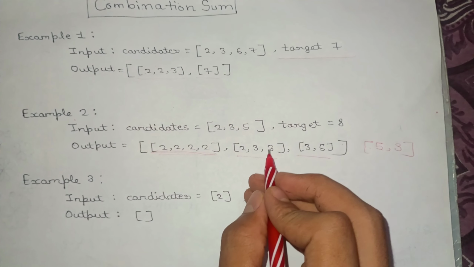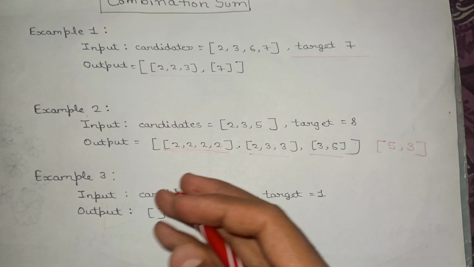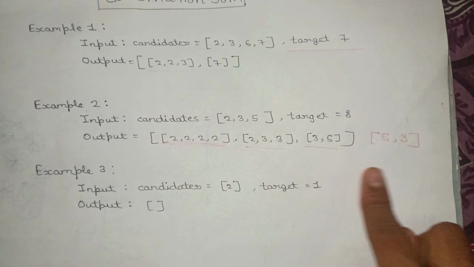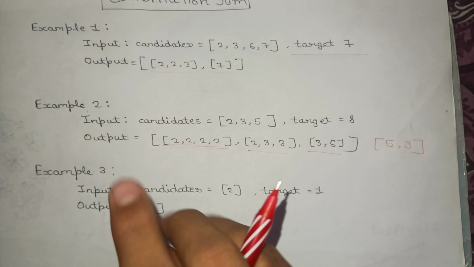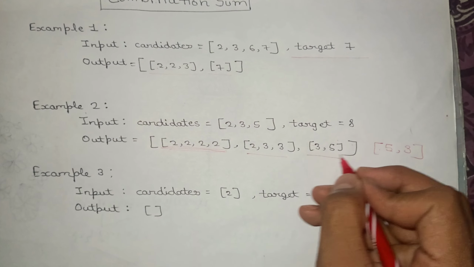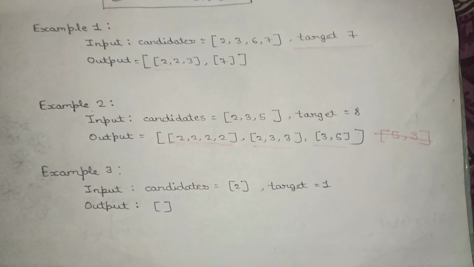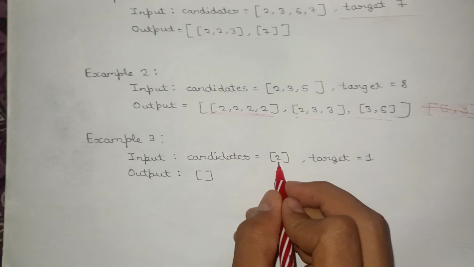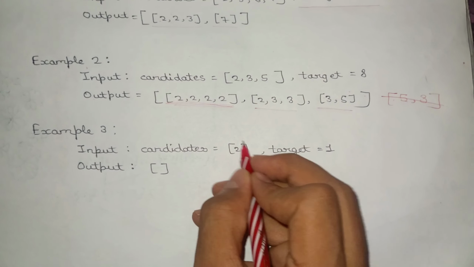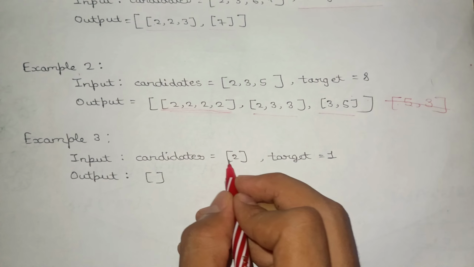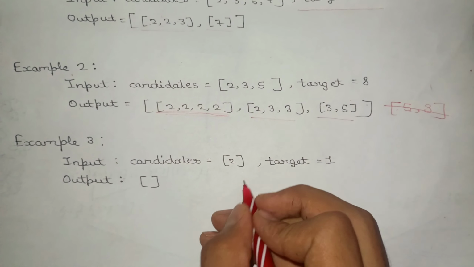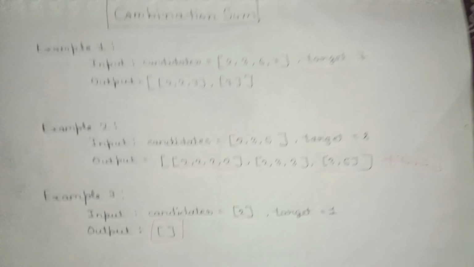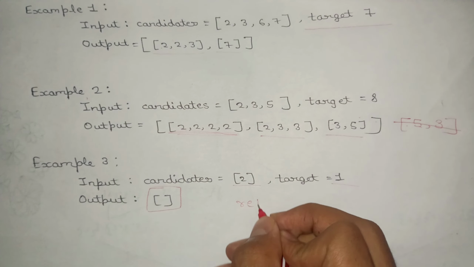If we had pushed this into the output, then it would not be correct, as it would not be unique. We have to return only unique combinations, so this is not correct. And example 3 is very easy. Our candidates is 2, target is 1. It is not possible for this, means no combinations are there which can add up to the target, so we will return an empty array. Also we have to return a 2D array here.